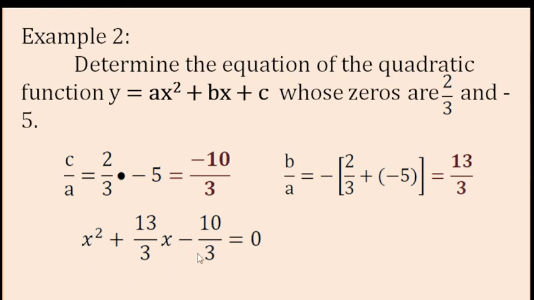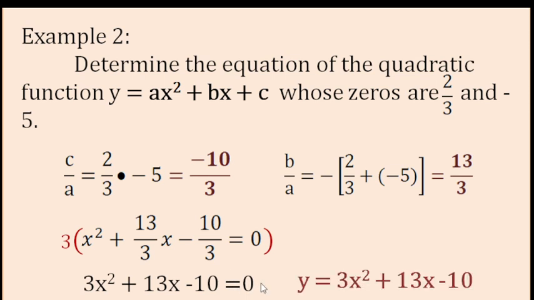Now we can get rid of the denominator 3 by multiplying all terms by 3. So if you multiply all terms by 3, we have 3x squared. And then we multiply it to the second term, so 3 cancels out. So we have 13x. And also if we multiply this to the third term, 3 cancels out, so we have minus 10. So this is the quadratic equation. Now, for the quadratic function, we will just replace this equals 0 with y. So y equals 3x squared plus 13x minus 10.